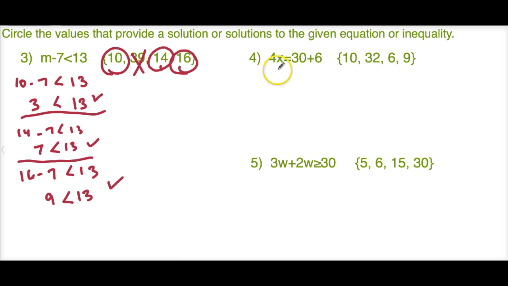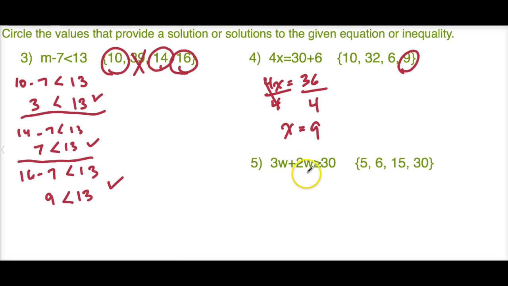Number 4, we have an equation this time, so we're only going to have one of these solutions possible. 4x equals 30 plus 6. So I'm going to do this side first because I'm going to simplify the expression. 30 plus 6 is equal to 36. And I'm going to bring down the rest of the problem. And I'm going to isolate my variable by dividing by 4. Divide by 4. And then x is equal to 9. I could have also substituted in each of the numbers just to be sure, but if you can solve for the variable, it'll save you some time.